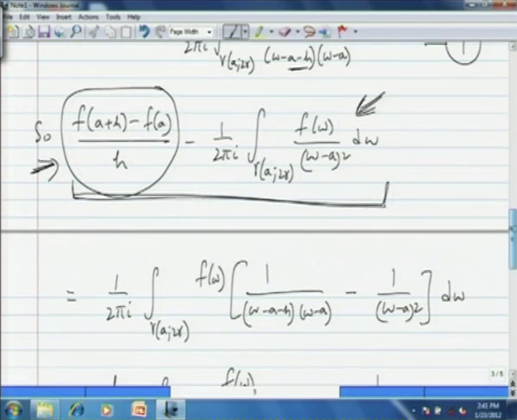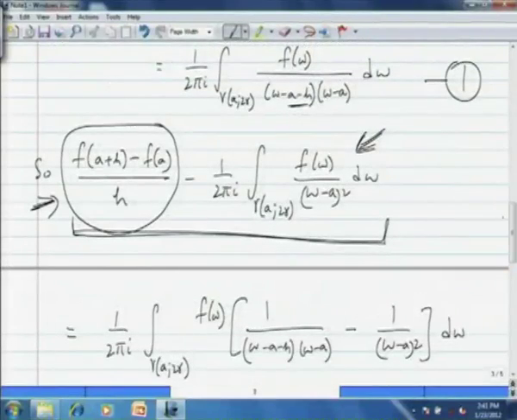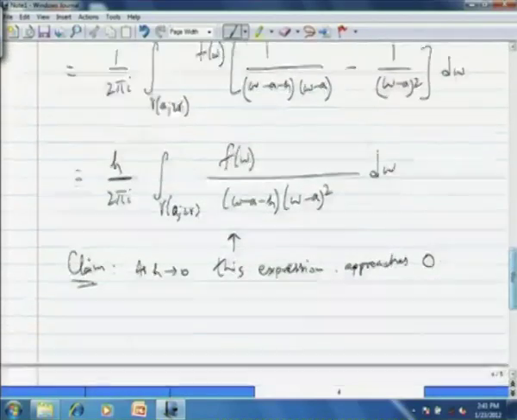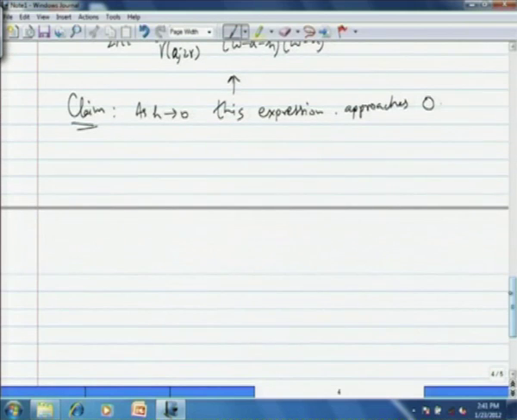Okay. So, this integration is free of h. So, the differentiation of f would be equal to this, which is the Cauchy's integral formula for f prime. Okay. So, we will show that this approaches 0 as h approaches 0. So, choose h.